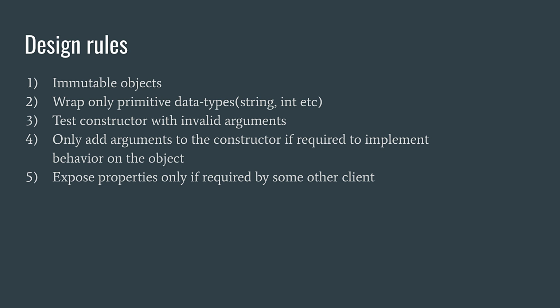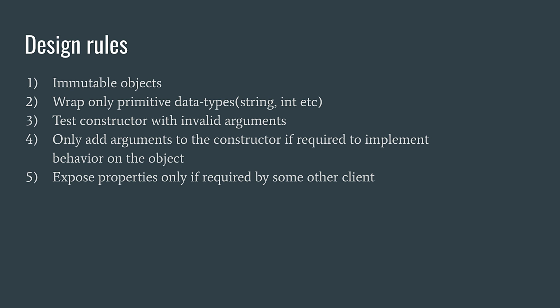The second point is wrap only primitive data types. So a value object should only hold primitive data types as properties. You should not have value objects inside value objects. So avoid that and always have string, int as your properties inside them. And basically you are trying to create a custom type based on the primitive types. So as you saw in this presentation, we had mobile number and name as strings, but it should have a custom type. So we wrap those strings inside custom classes named mobile number and name.